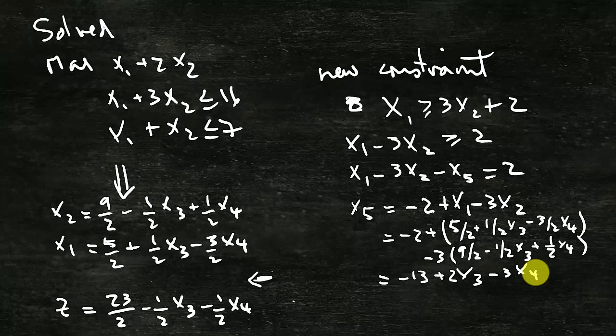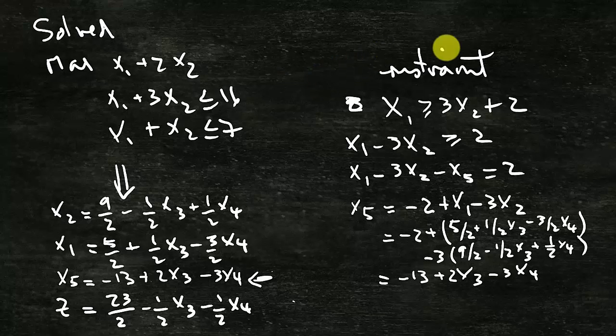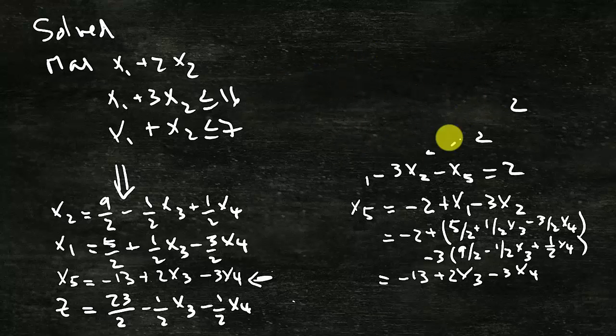Okay, so now we have a new equation which we are going to insert in here. So x5 is equal to minus 13 plus 2x3 minus 3x4. That's going to be inserted here. And once it's inserted, then we can carry on. So now we can erase the new constraint because we have entered it.